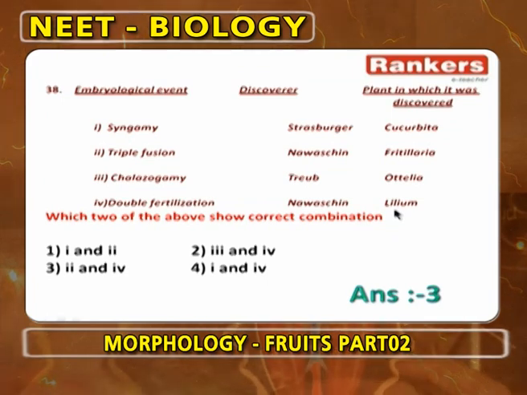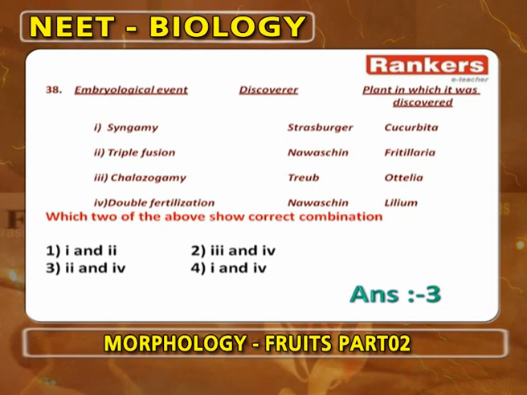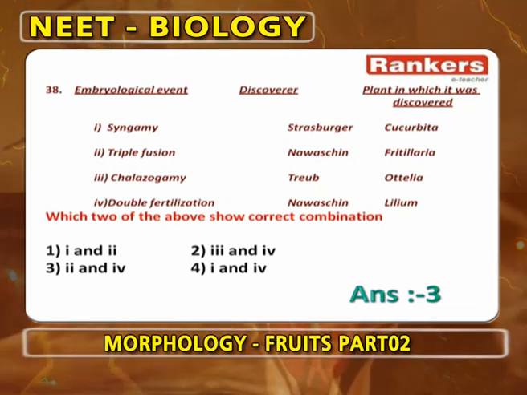Syngamy, Strasburger, Cucurbita is wrong. Triple fusion, Nawaschin, Fritillaria is correct. Porogamy, Treub, Ottelia is wrong. Double fertilization, Nawaschin, Lilium is correct. So, 2 and 4 are correct. Next.